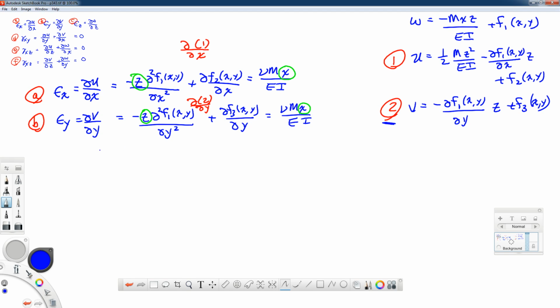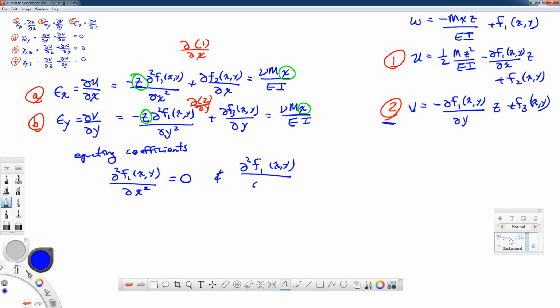So what that means is, by equating coefficients, that the second partial derivative of f1, which is a function of x and y, with respect to x twice has to be equal to 0. And by the same reasoning, the second partial derivative of f1 with respect to y twice also has to be equal to 0.